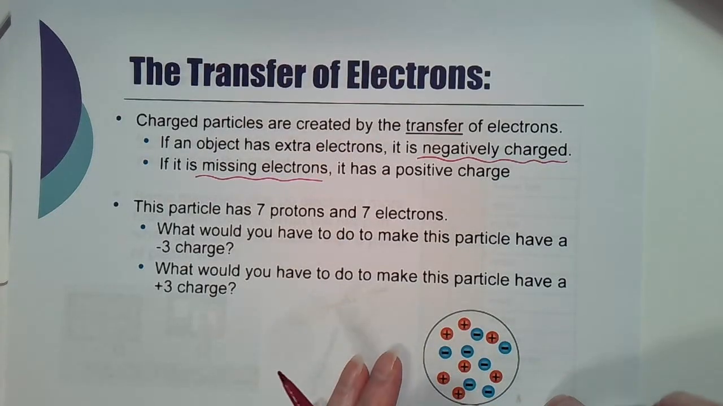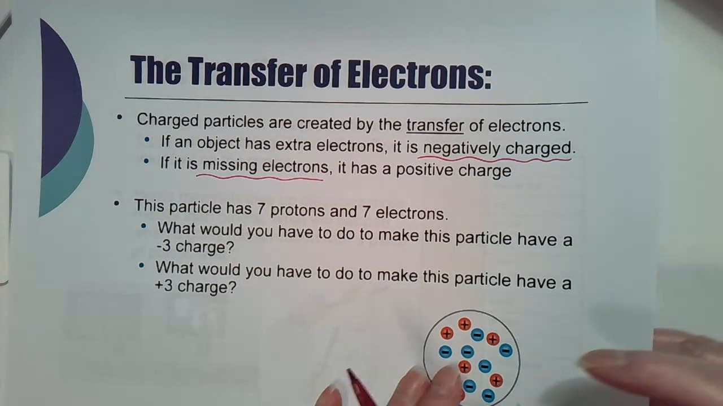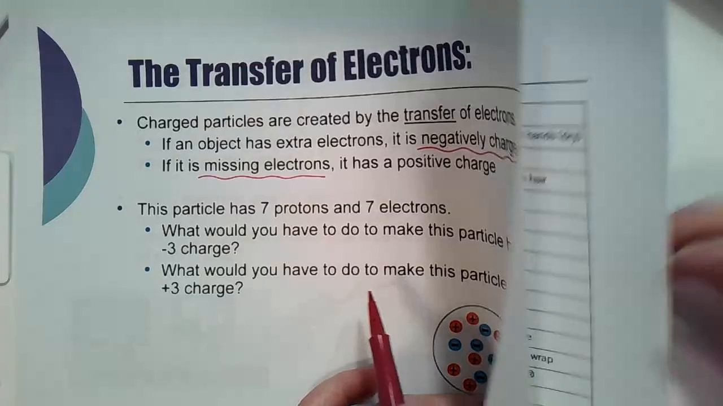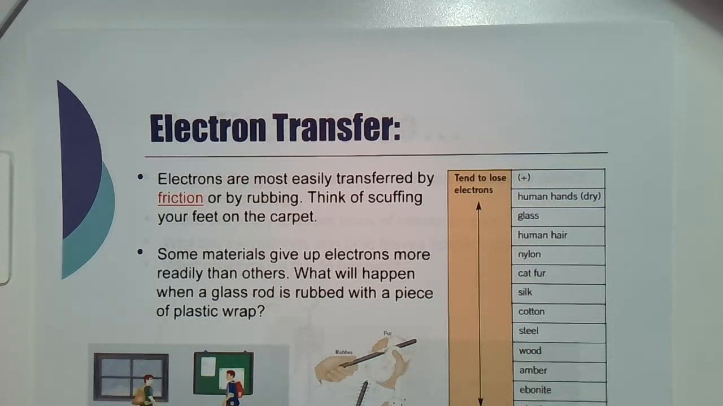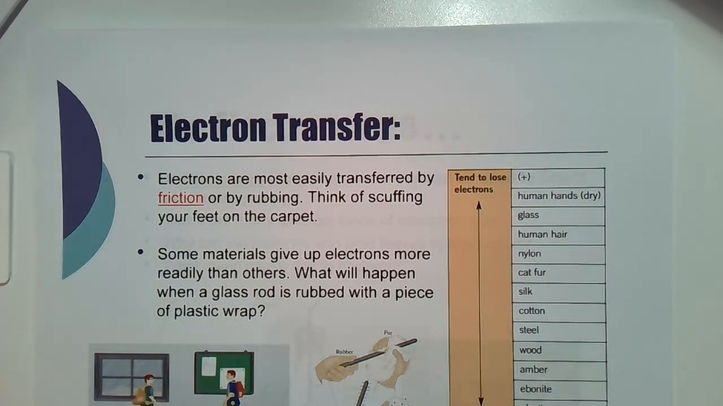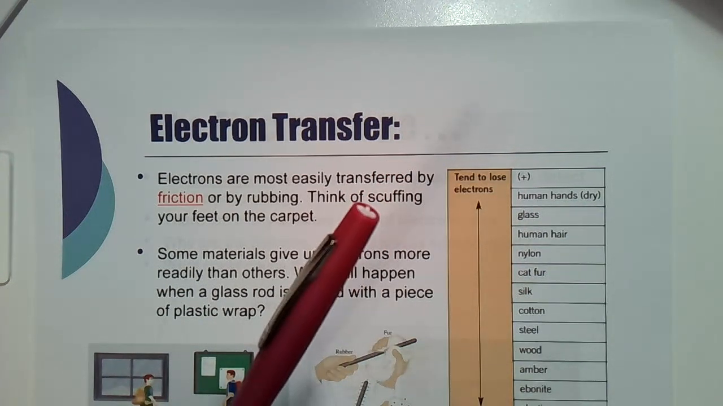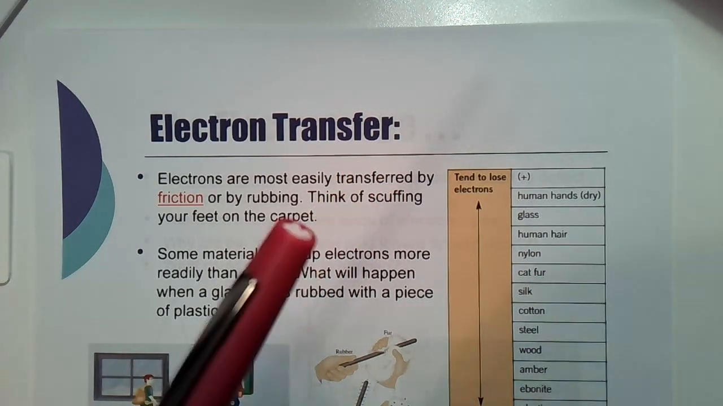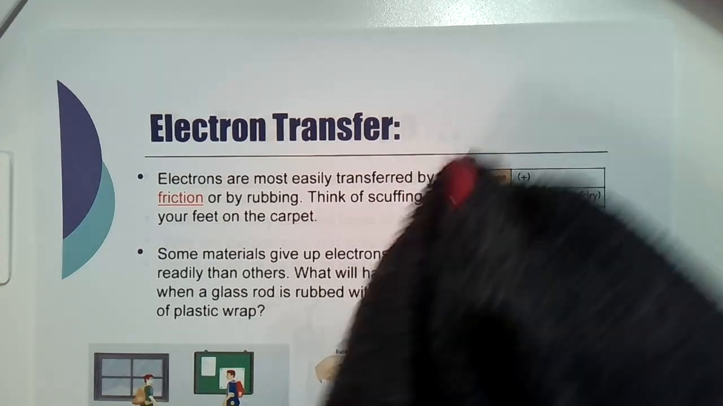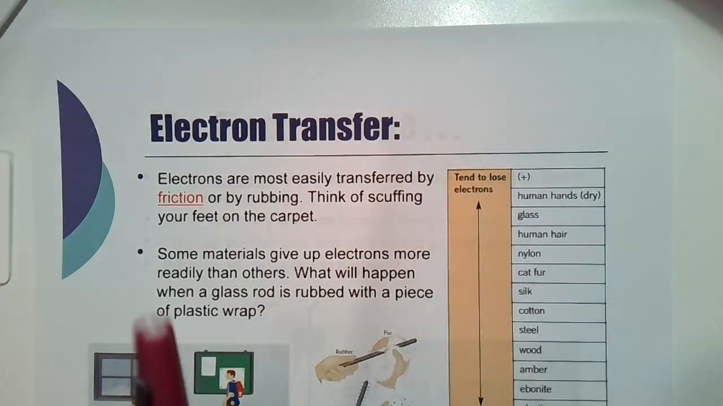So how do we take electrons away or add new ones? In physics, we talk about electron transfer. And it says electrons are most easily transferred by friction or by rubbing. So here's an example. I have a plastic pen. Let me put my lid on. All right, here's my plastic pen. And if I was in class, I have a piece of rabbit fur, like real rabbit fur. Rabbit fur works really well, but I don't have that. But I do have my fleece jacket here. And so you just rub, rub, rub like this. And when you rub, you transfer electrons.